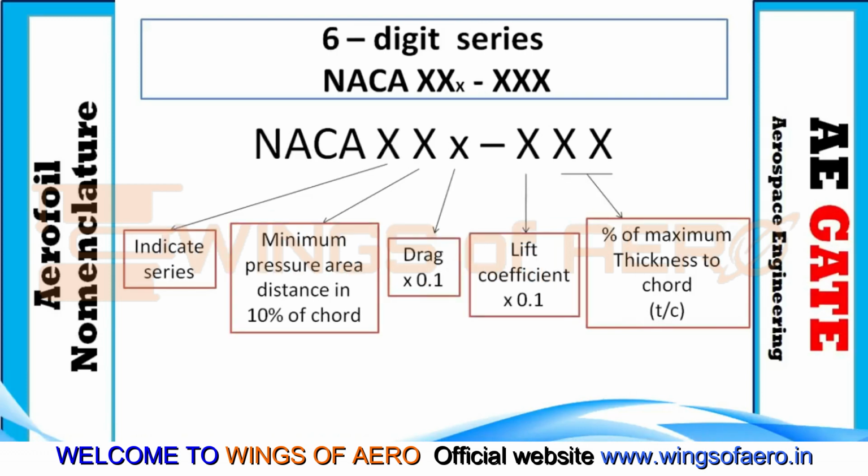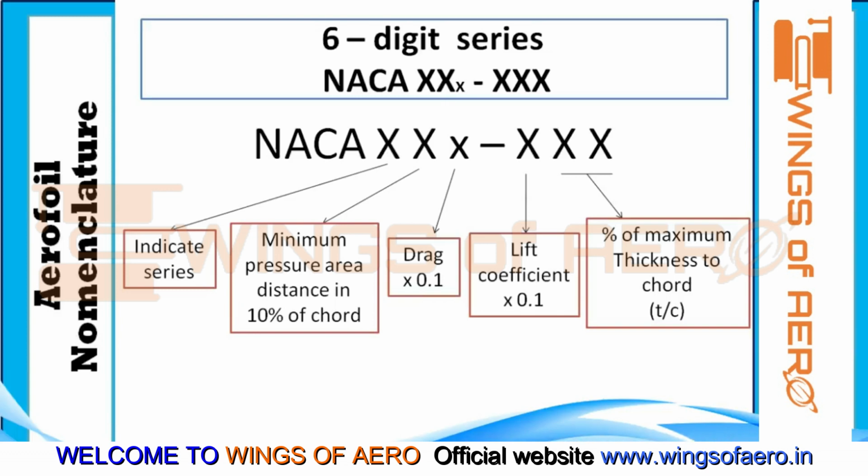Here comes the 6 series. See, there is a far difference between the 6 series and the first series. Here we have another small X. That's the only difference. And also the hyphen. It's a common thing. So usually the first one indicates the series, and the second one also the same, indicates the maximum pressure area distance from the chord, and the small X denotes the drag.